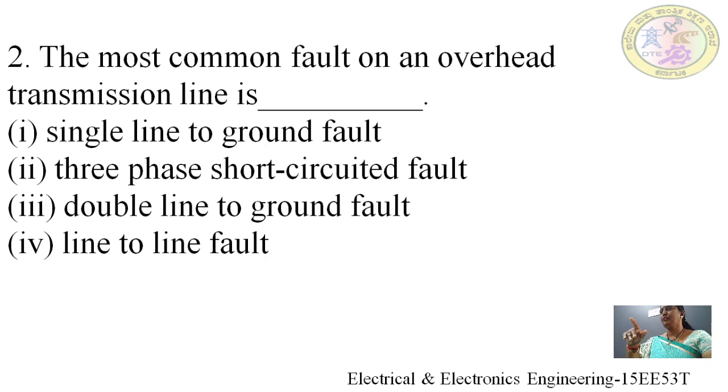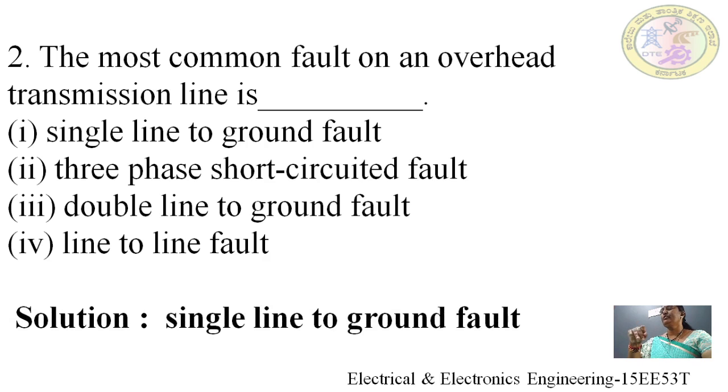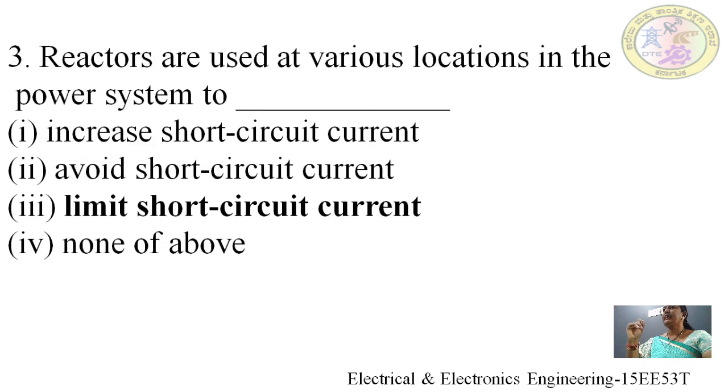Consider among this, the most common is a single line to ground fault. This is the most common fault when compared to the other faults in the power system. Therefore, single line to ground fault is a common fault that occurs on an overhead transmission line. Next, reactors are used at various locations in the power system too.